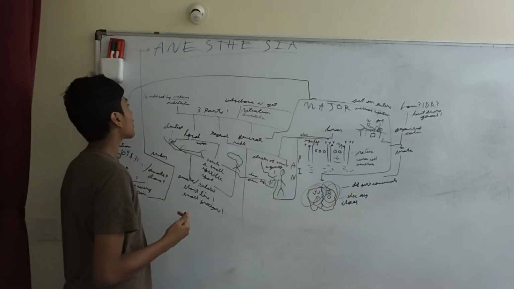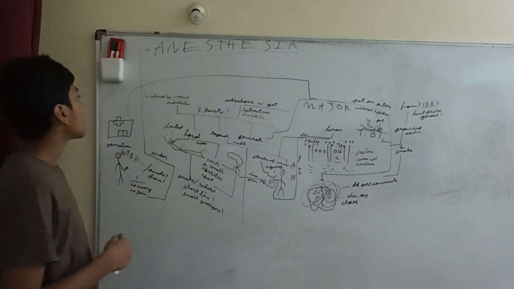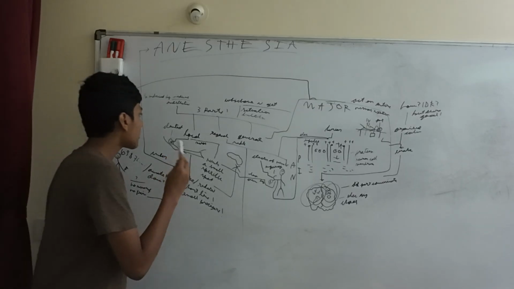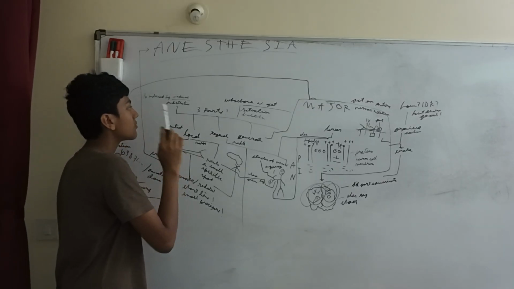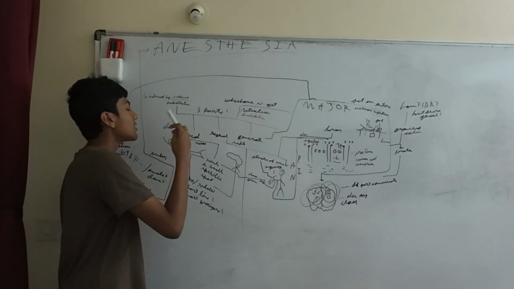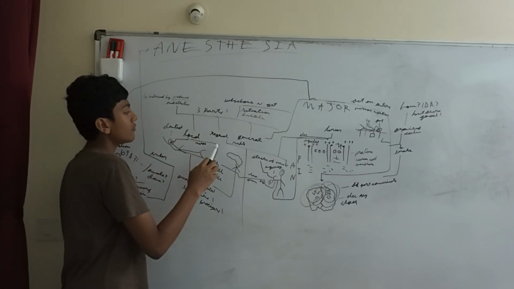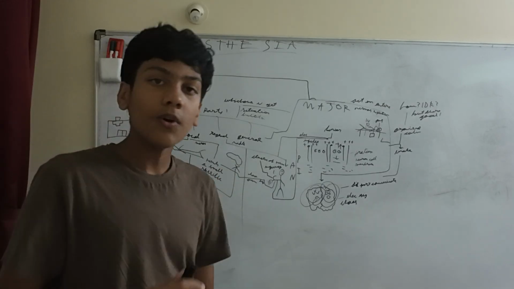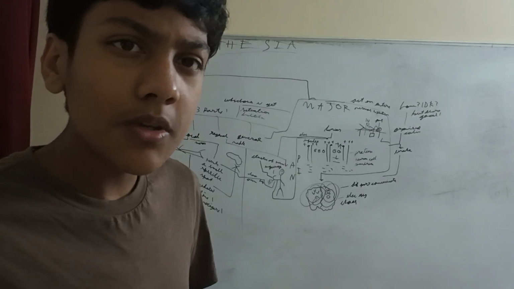So how does it work? It's basically induced by medicines called anesthetics. And the thing is, there are three types or three parts of anesthesia. There are three types: local, regional, and general. Let's look at each one of these types, shall we?